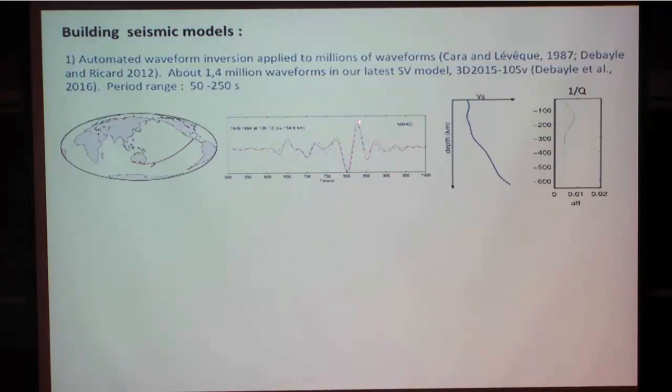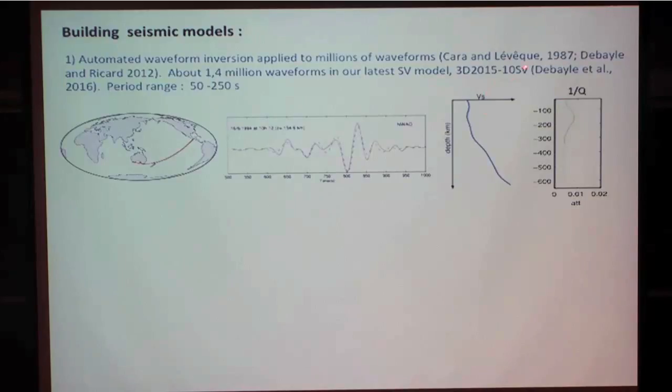Another important thing is that we match a waveform. We match both the amplitude and the phase of the Rayleigh wave or the Love wave seismograms. The result of this waveform inversion is a path-average shear velocity model and also a quality factor model. So it means that we invert for Q and Vs.